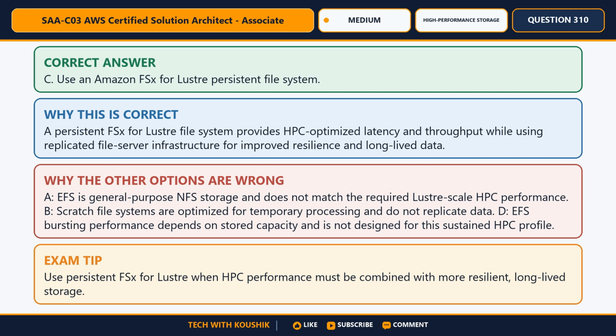Why are the other options not correct? A. EFS is general-purpose NFS storage and does not match the required Lustre-scale HPC performance. B. Scratch file systems are optimized for temporary processing and do not replicate data. D. EFS bursting performance depends on stored capacity and is not designed for this sustained HPC profile. Exam tip. Use persistent FSx for Lustre when HPC performance must be combined with more resilient, long-lived storage.